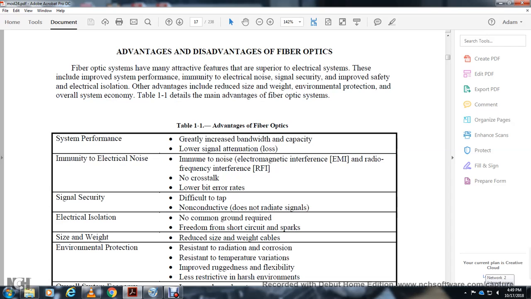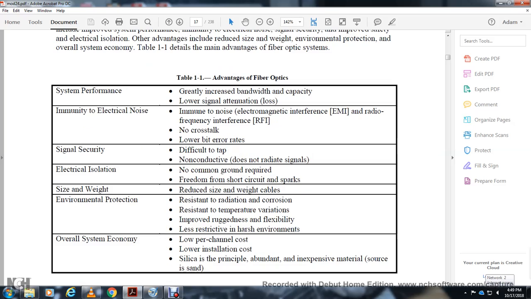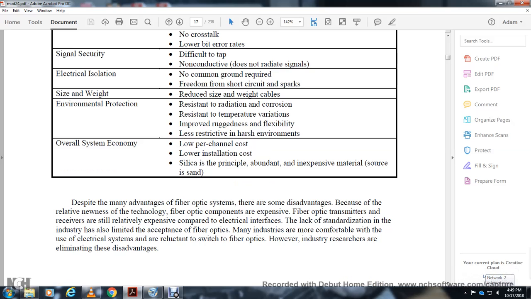System performance: greatly increased bandwidth capacity, lower signal attenuation, loss, immunity to electrical noise, no crosstalk, low bit error rates. Signal security: difficult to tap, non-conductive, does not radiate signal. Electrical isolation: non-conductive, no ground loops, freedom from short circuits. As far as size and weight: reduced size and weight of cables. Environmental protection: resistant to radiation, corrosion, and temperature variation, improved ruggedness and flexibility, less restricted in harsh elements and environments. Overall system economy: low per channel cost, low installation cost, and silica is the principal, inexpensive material source.